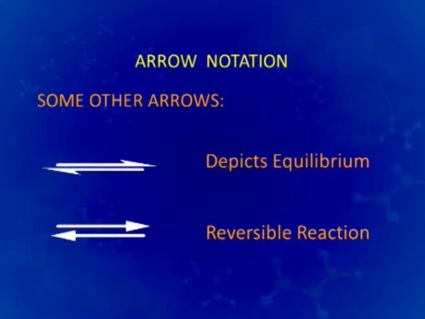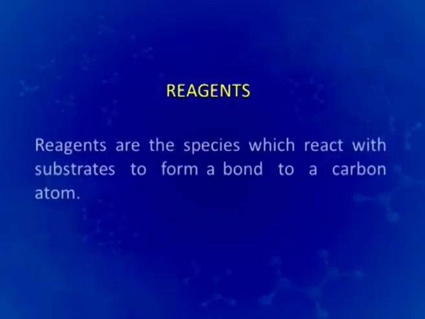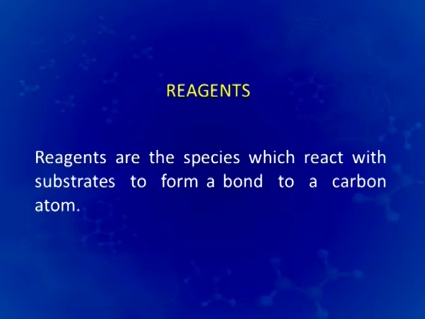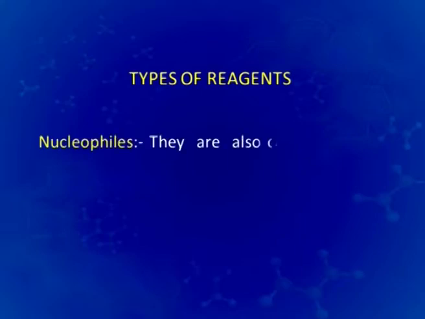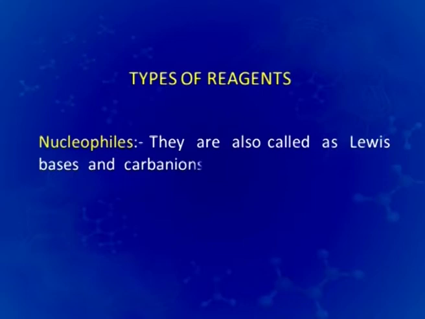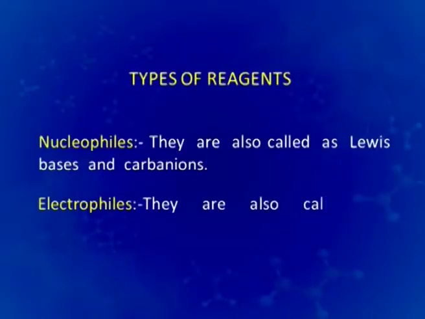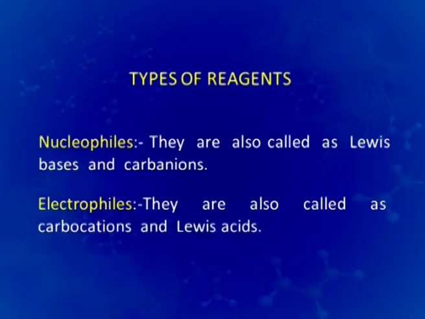Then we come to the explanation of all those species which are very crucial for an organic reaction to move. We call these the reagents. Reagents are the species which react with substrates to form a bond to a carbon atom. The reagents generally used in organic reactions are of two types: nucleophiles, which are also called Lewis bases and are the carbanions. Electrophiles are just opposite to the nucleophiles, and they are called carbocations and also Lewis acids.